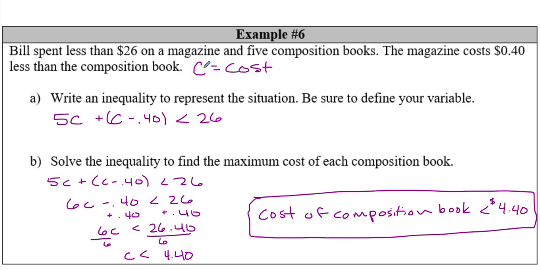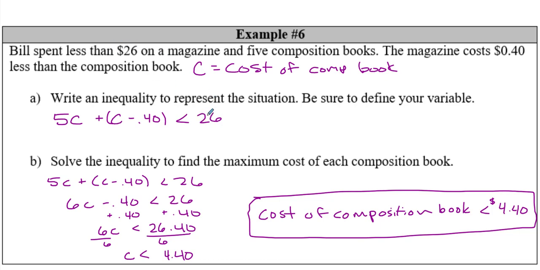All right, welcome back. So I used the variable C to represent the cost of the composition book. Let's put that in actually. Cost of comp book. Okay, we know that they bought 5 of the composition books, Bill did, and then the cost of the magazine is 40 cents less than the cost of the composition book. So we have 5 of these. He only bought 1 of the magazines. And when we crunch this out, we get C is less than 4.40.